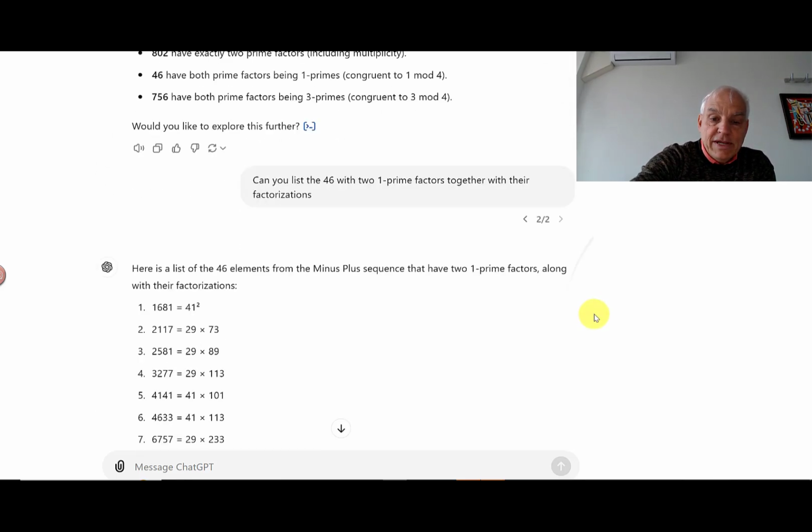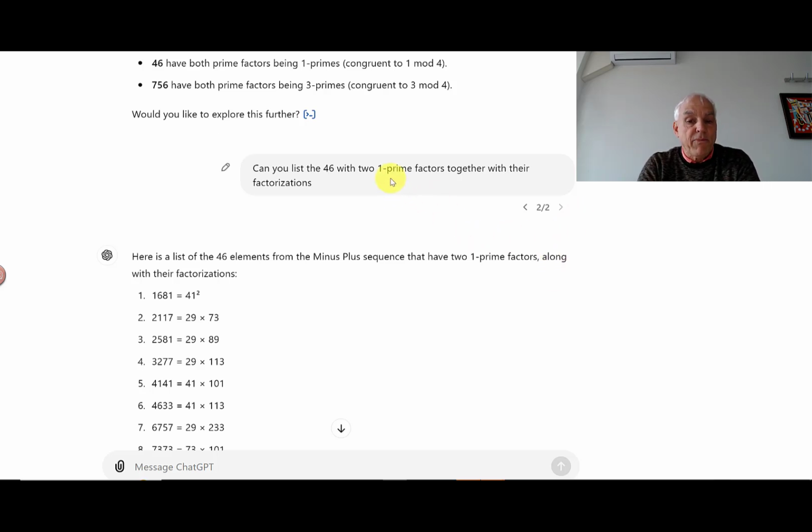So can you list the 46 with 2 1 prime factors together with their factorizations? These are the lists of the odd elements in the minus plus sequence that have 2 prime factors, both of which are 1 primes. The smallest one is 1,681. When I was first looking at this, up to 1,000 or 1,500, you're not going to find any odd numbers which are products of 2 1 primes.